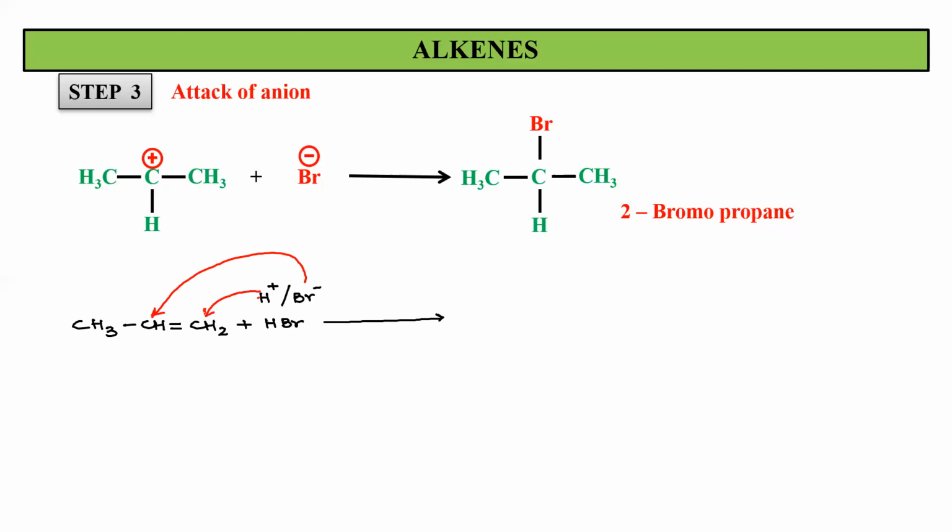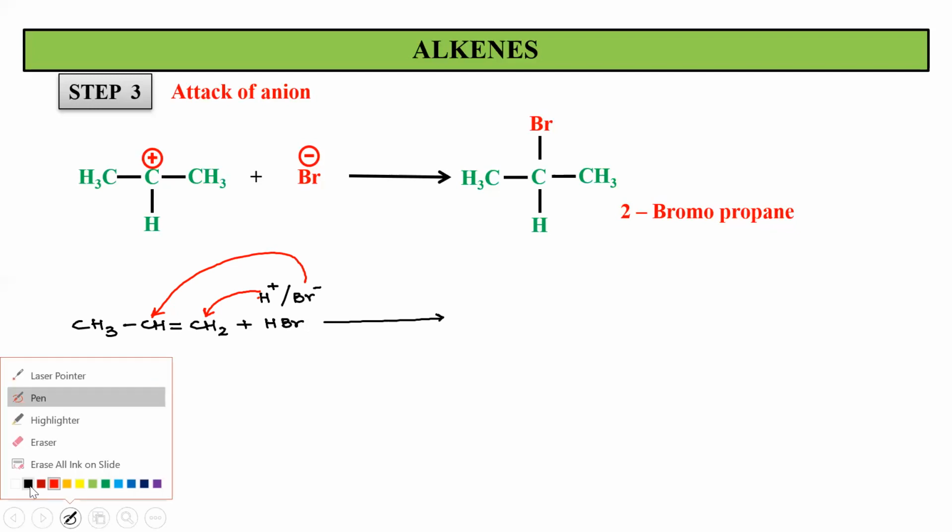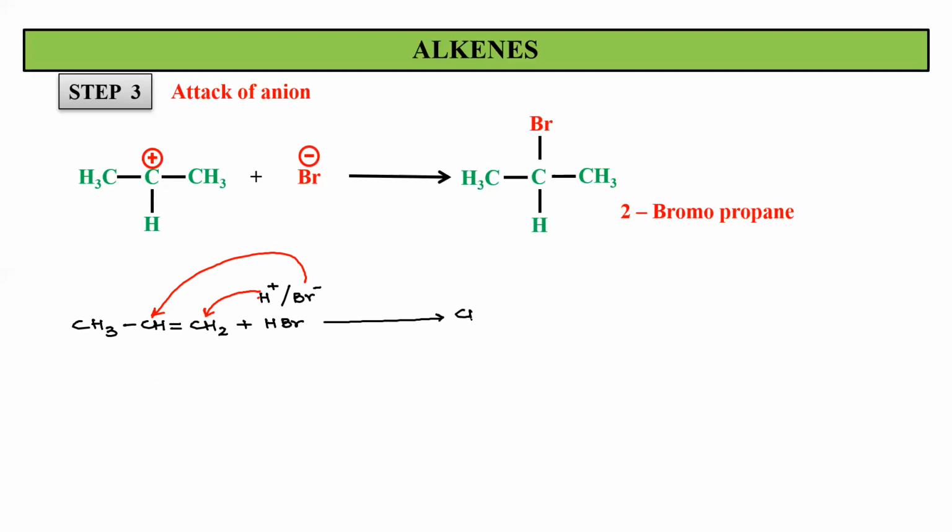If you follow this, what is the final product? Let's see. The final product you get is CH3 CHBr CH3. And check, is this product, 2-bromopropane, and the product you have formed in the mechanism the same? Absolutely yes, they are the same. Why are they the same? Because in this product formation an intermediate came, which was called a carbocation intermediate.